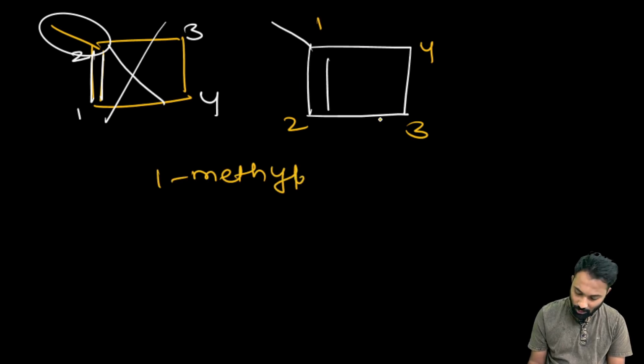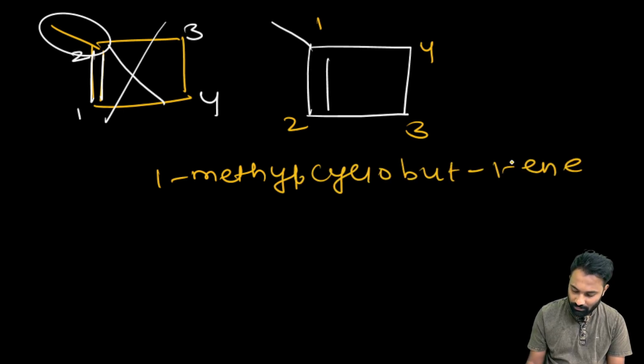Clear? How many carbons are we having? This is cyclo. How many carbons are we having? Buto 1-ene. 1-methylcyclobut-1-ene is the name of this compound.